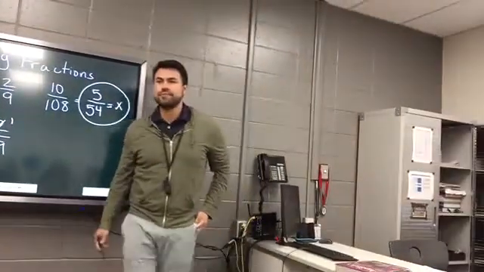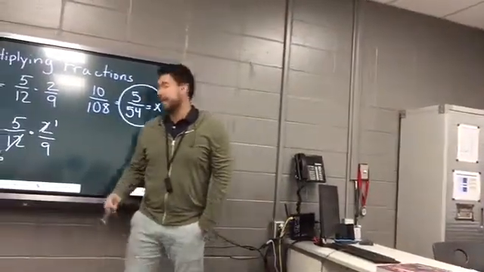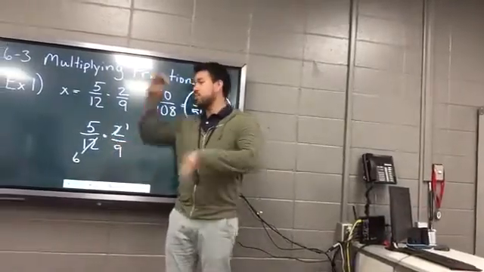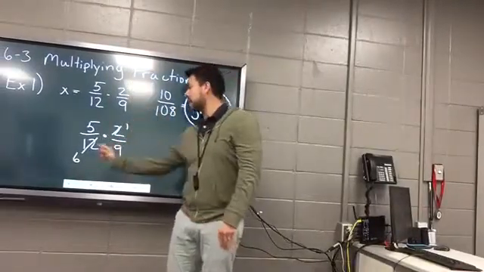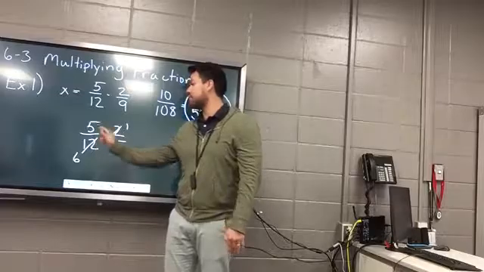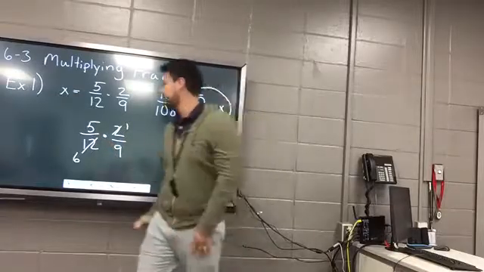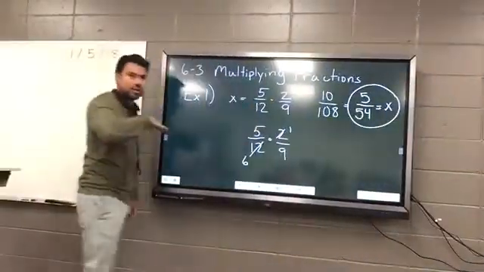Yes, ma'am? If it was 5/10, could you simplify the 5 and the 10? Yes, good question. So I said a numerator and denominator pair, which a lot of times happens diagonally, but it can also happen vertically, here or here.